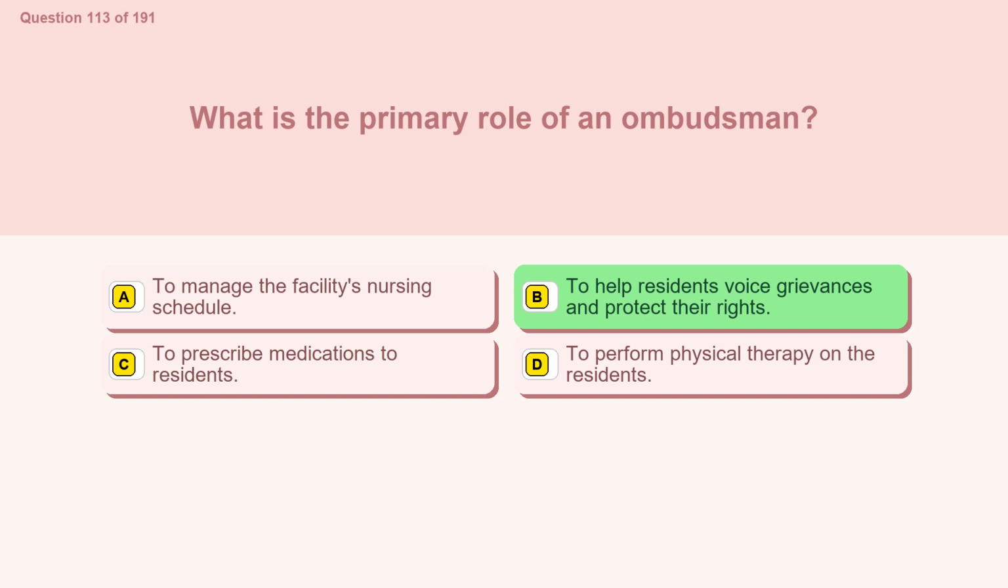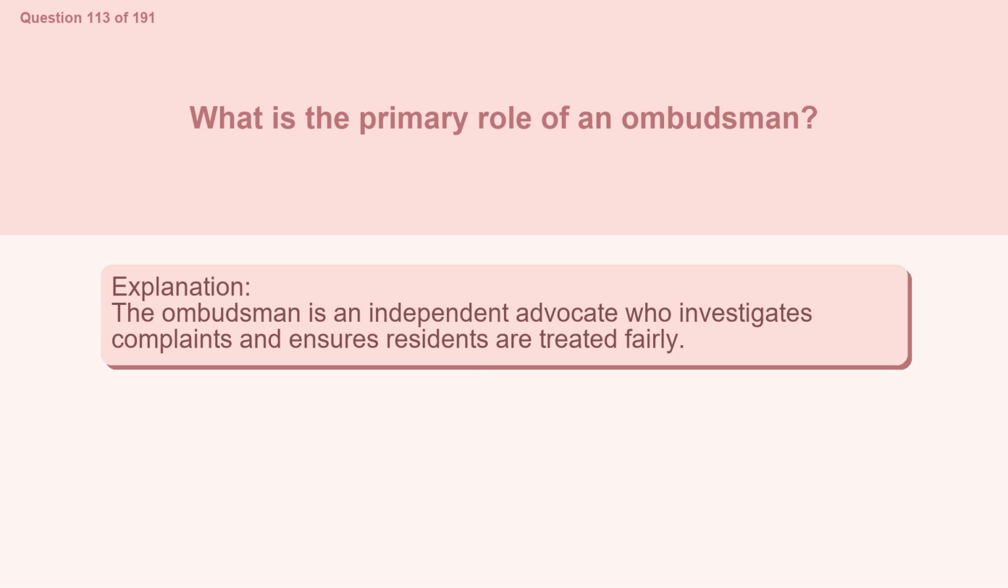The correct answer is option B, to help residents voice grievances and protect their rights. The ombudsman is an independent advocate who investigates complaints and ensures residents are treated fairly.